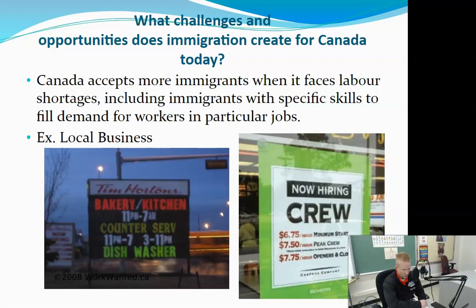We can't find people that are actually already in the country, so we need to go out and find more people from other places. Okay, and especially when it comes to specific skills that immigrants may have.